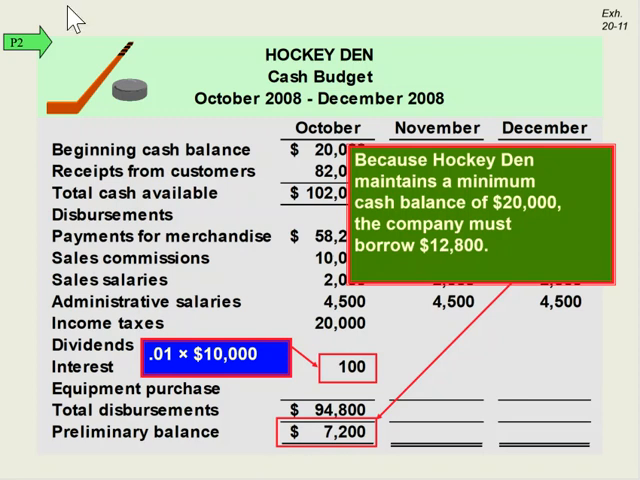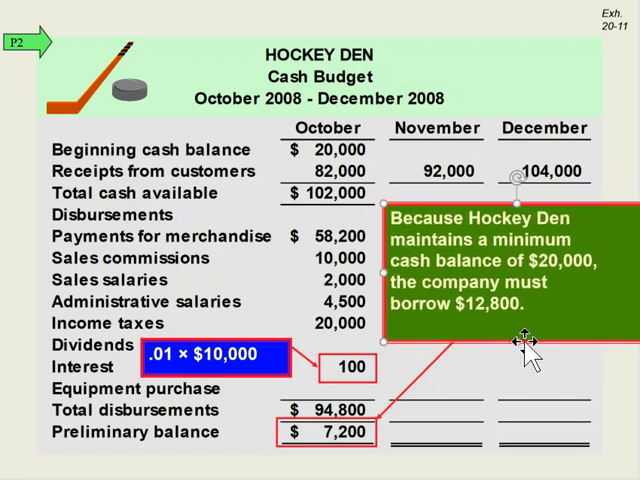So if we go through and we take our beginning cash balance, add our receipts, subtract out all of our payments, including the $20,000 in income taxes, plus the 1% interest rate times the previously outstanding $10,000 loan balance, that means we have $100 in interest. Our total disbursements then would be $94,800.